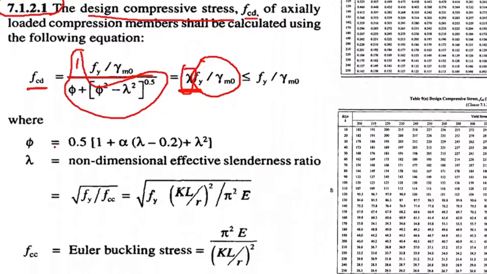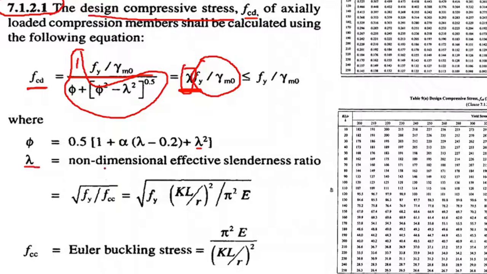So phi is given here: 0.5 times (1 plus alpha multiplied with (lambda minus 0.2) plus lambda square). Now what is lambda? Here lambda is the non-dimensional effective slenderness ratio. As we discussed earlier, the non-dimensional effective slenderness ratio is the square root of yield stress upon critical stress or Euler buckling stress. The Euler buckling stress Fcc is equal to pi square E by lambda square.